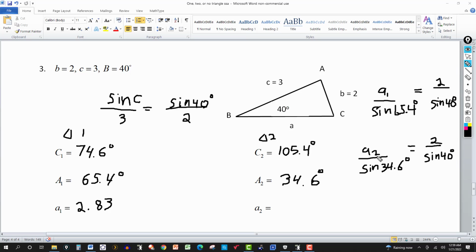So again, you multiply both sides by the sine of 34.6. So on your calculator, just say 2 times the sine of 34.6 divided by the sine of 40. And this should come out to two places, 1.77.